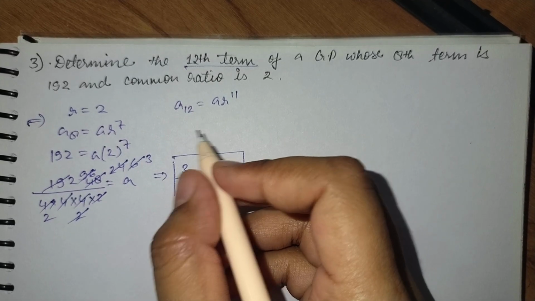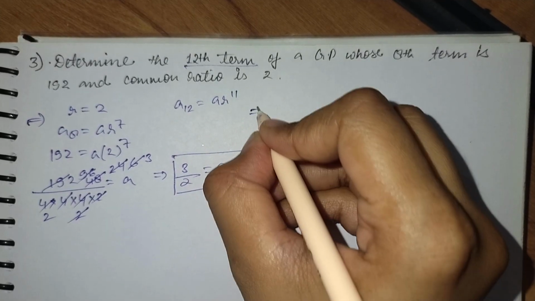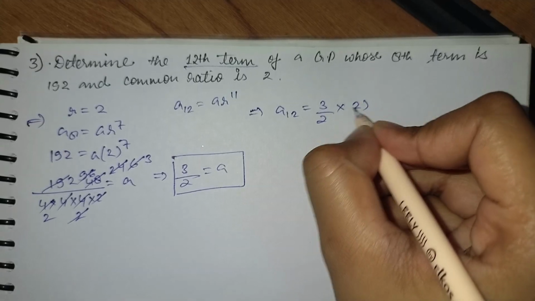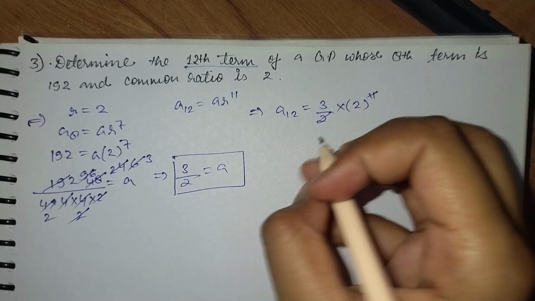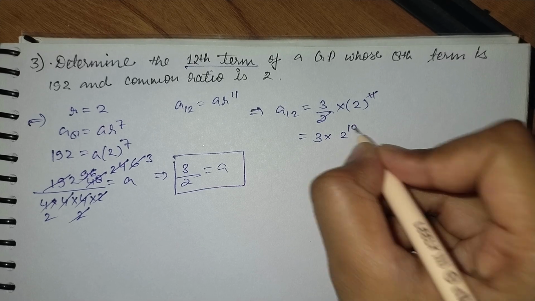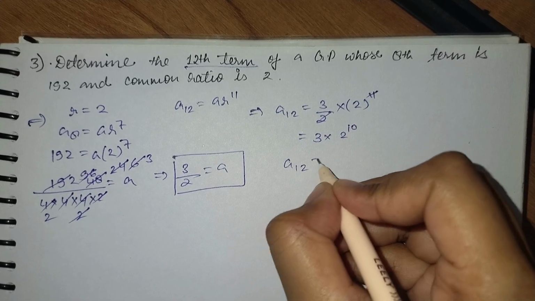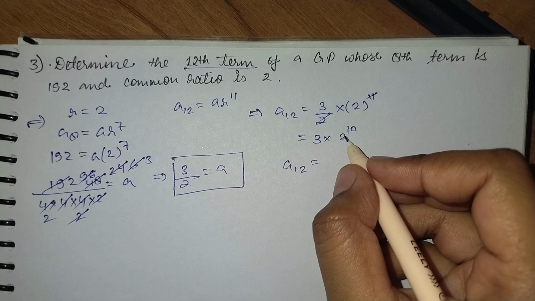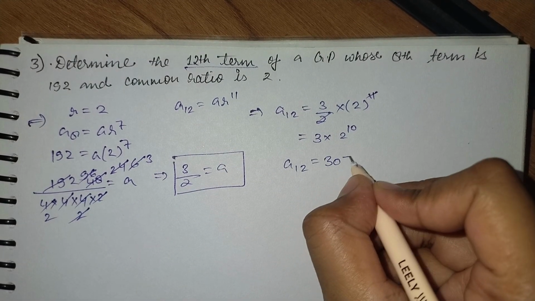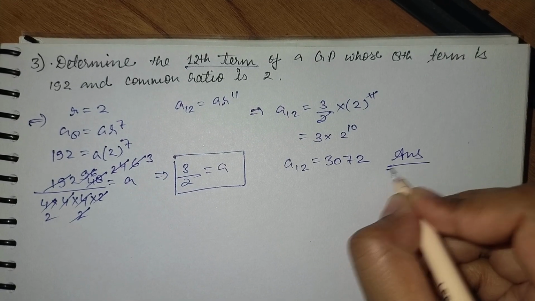And this is the common ratio, so A12 will become A, that is 3 by 2, into R, 2 to the power 11. This will be cancelled out and we will get 3 into 2 to the power 10. So A12 is 3 into 2 to the power 10, which on solving is 3072. And this is the final answer of question number 3.